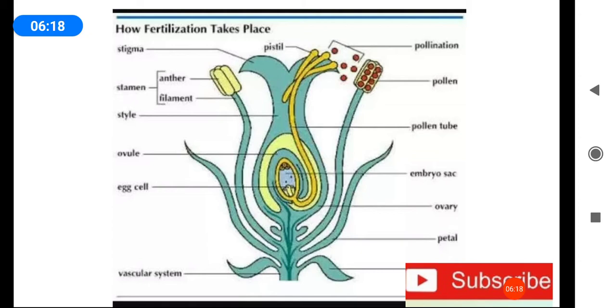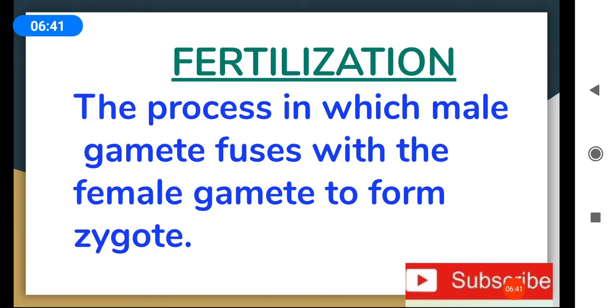Inside the ovary there is one sac, like a bag. In this bag female gametes are present. Inside the ovary egg cells are there. These egg cells fuse with the male gamete from the pollen grains. So what is fertilization? The male gamete fuses with the female gamete to form a zygote. This process is known as fertilization.